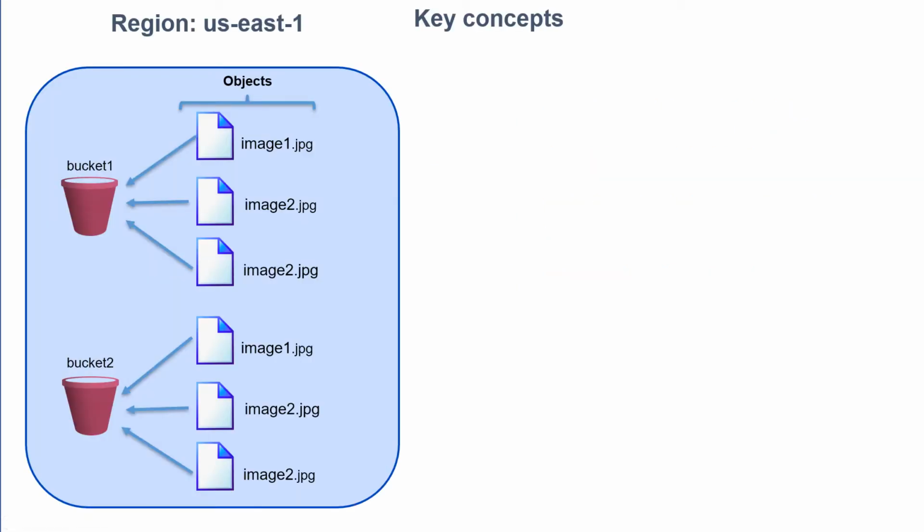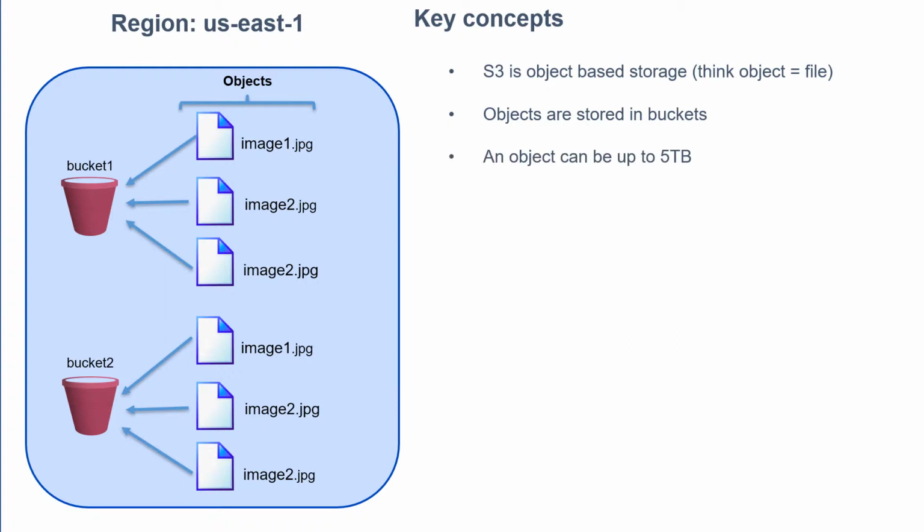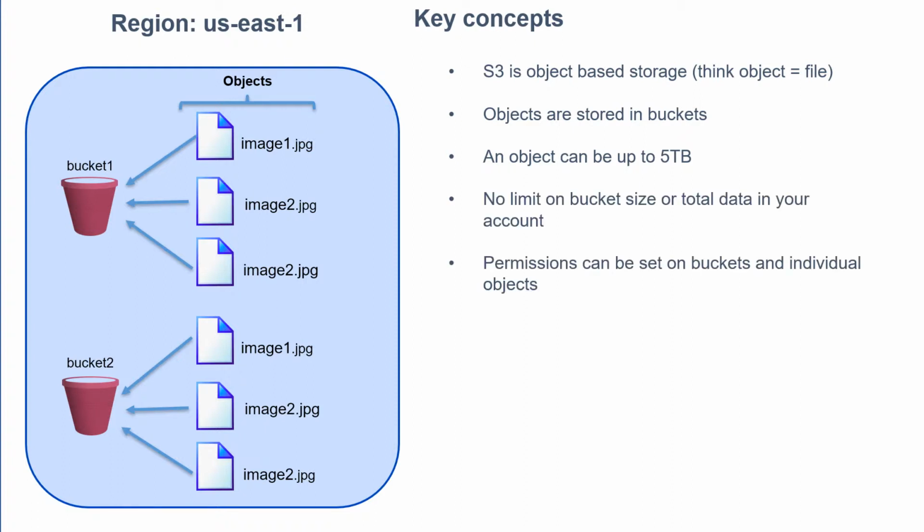So let's take a look at what's in a region and some other key S3 concepts. It's important to know that S3 is object-based storage. So think of an object kind of like a file. And objects are stored in buckets, and buckets are created within regions. An object can be up to 5 terabytes of data. There's no limit on bucket size or total data in your account. Permissions can be set on buckets and individual objects, so you have really granular control over access.